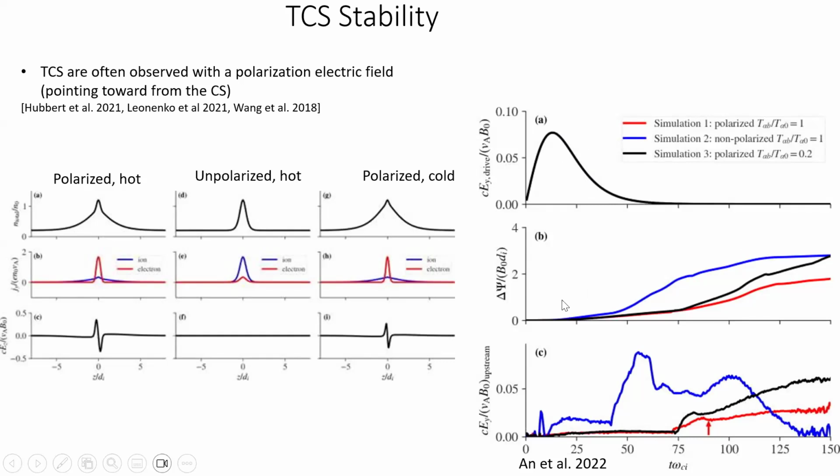And of course, they eventually got reconnection in these simulations. But what's interesting is that the polarized current sheets actually reconnect much later than the unpolarized current sheet, suggesting that these thin current sheets might be more stable to reconnection type instabilities. And they theorize that this is because of that thicker plasma sheet preventing it from reconnecting.